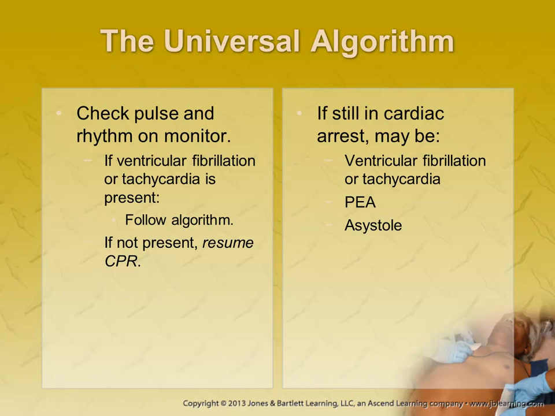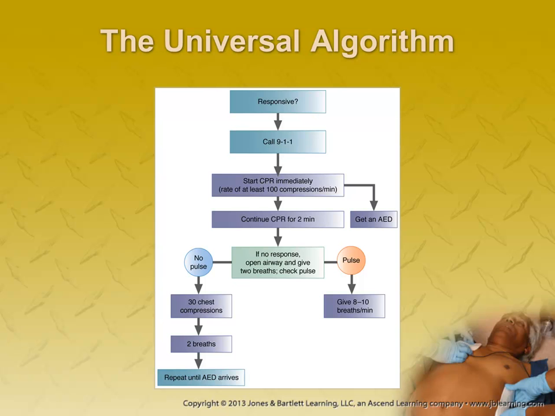Go into your algorithm. If nothing's there, no pulse, resume CPR. If still in cardiac arrest, check and see if it's VTAC, VFib, PEA, asystole. How are we going to tell if it's PEA? Yeah. All right. So unresponsive, 911, CPR. All the way down. Right?